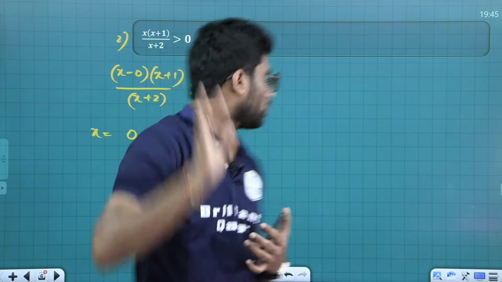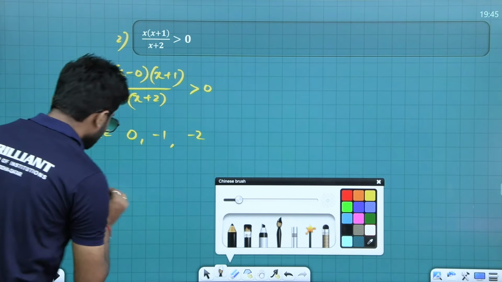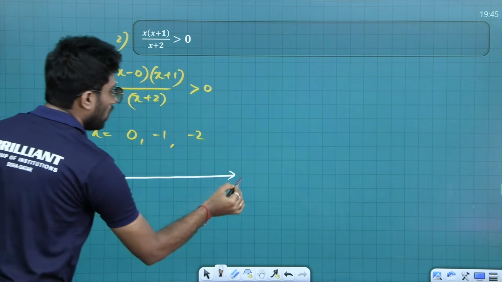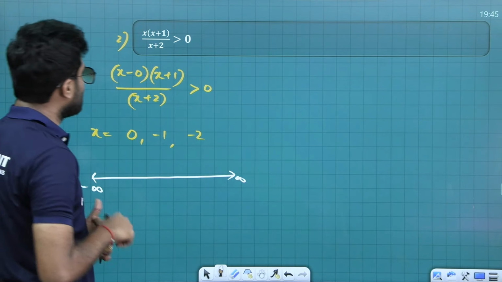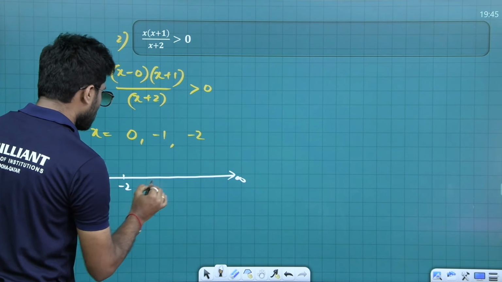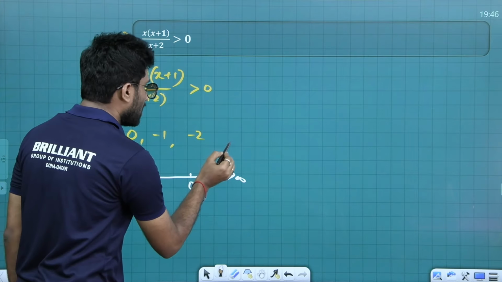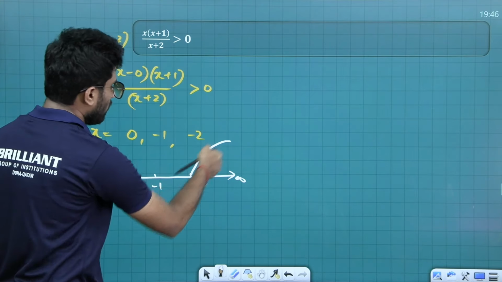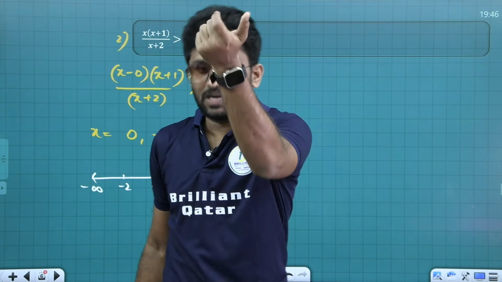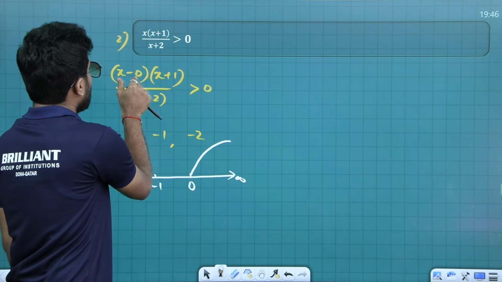Now, what are we supposed to do? Draw a number line. Plot all these critical points on the number line in ascending order: minus 2, minus 1, 0. Now start drawing the wavy curve, first from infinity to the first zero, and that too from above the number line. That is by default.